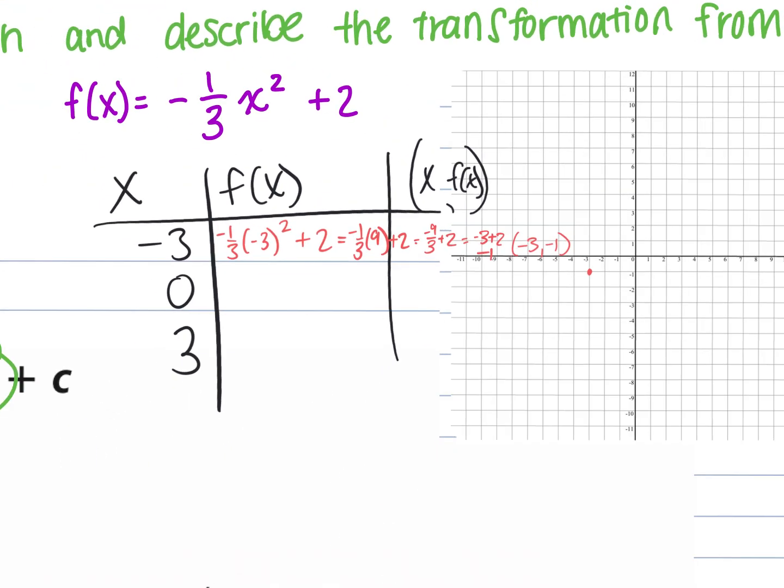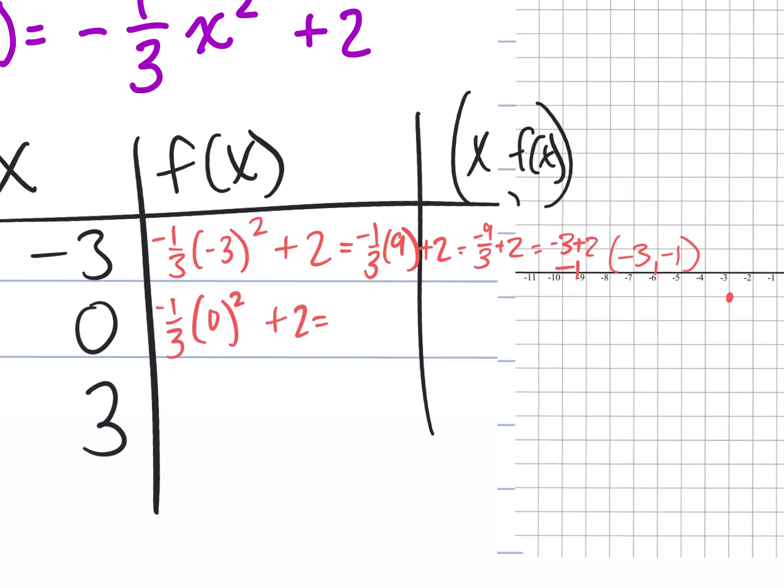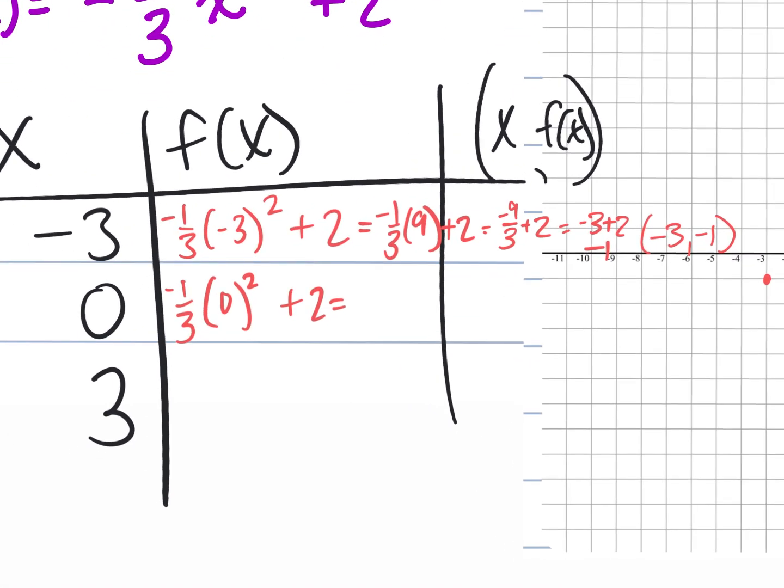All right, let's plug in 0. Who can walk me through 0? Matthew? All right, so you plug it in, which gives you -1/3, parentheses 0, to the power of 2, plus 2. Yep. And then you divide it, which becomes 0. Yep, so it's going to be 0.